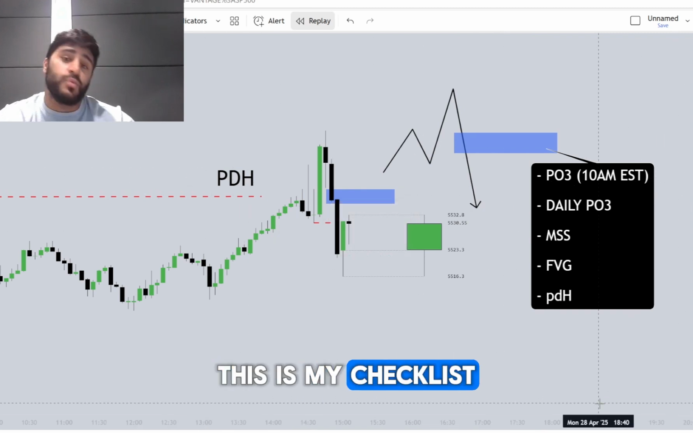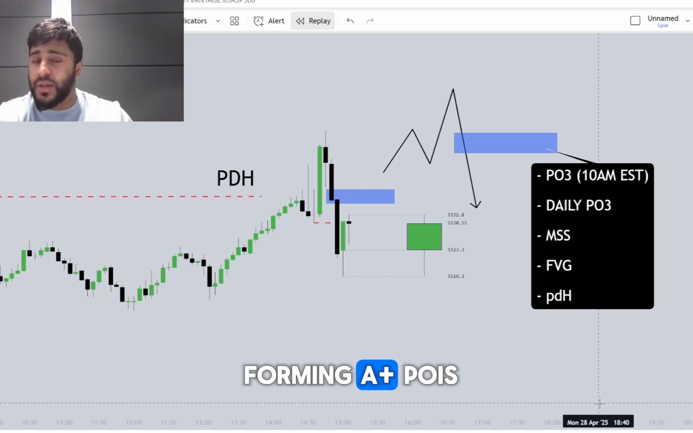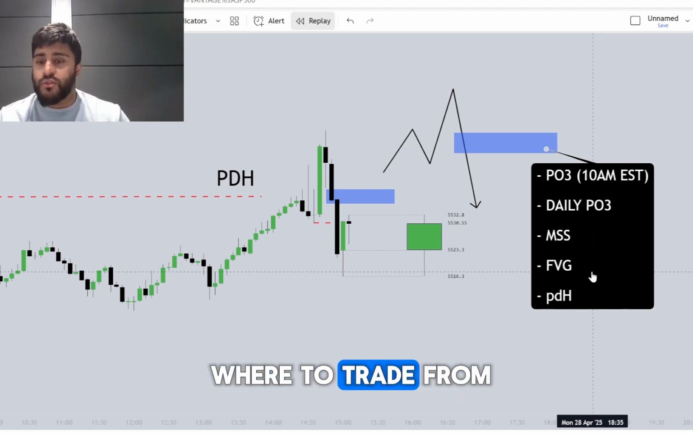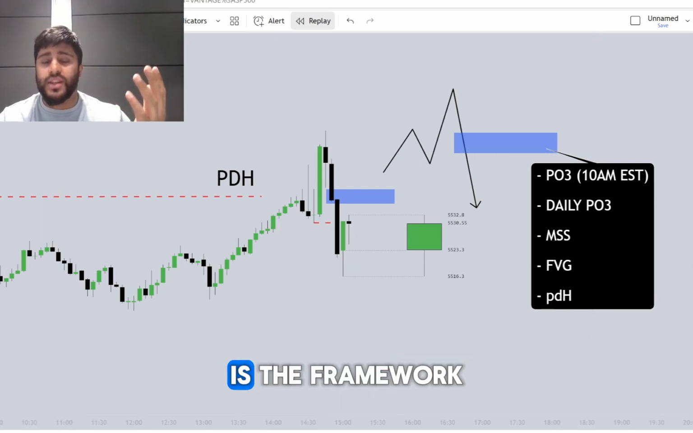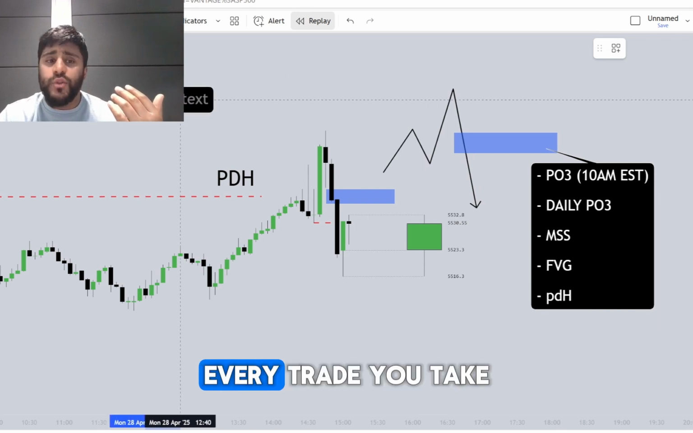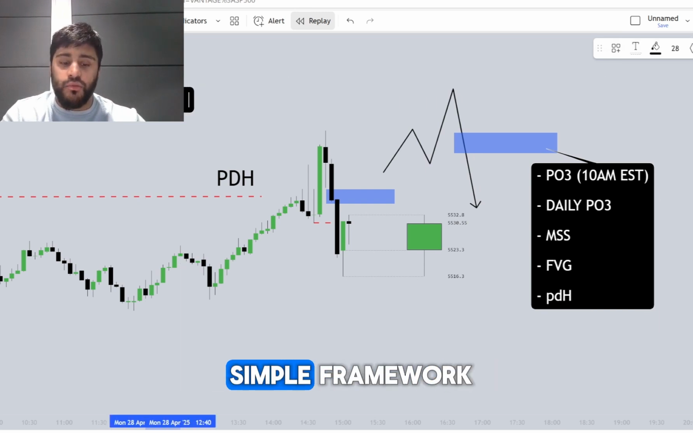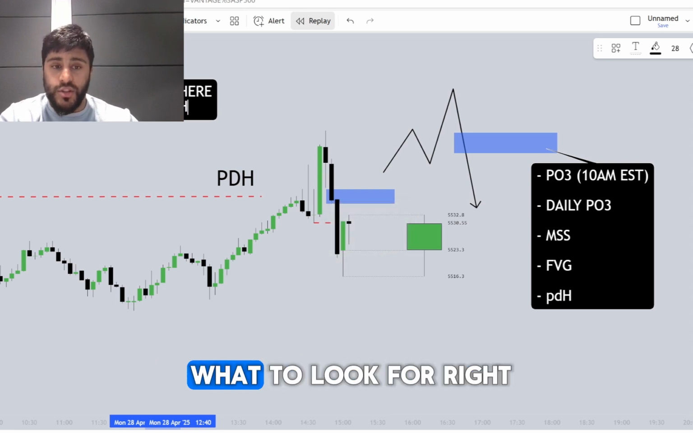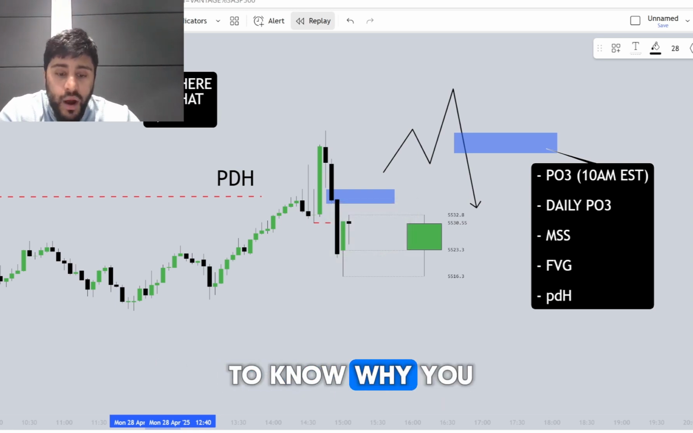This is my checklist when it comes to forming A plus POIs, A plus supply zones in this case, A plus order blocks, AOIs, whatever you want to call them, right? You need to know where to trade from. And this leads on to one of my other points, is the framework. Every trade you take has to follow a simple framework. You need to know where to trade from. The where is very important. You need to know what to look for, right? And you also need to know why you are looking for it.